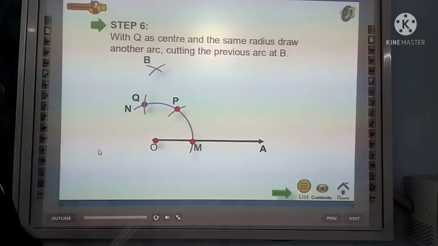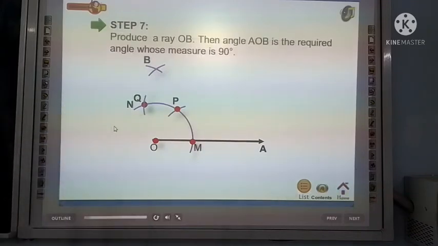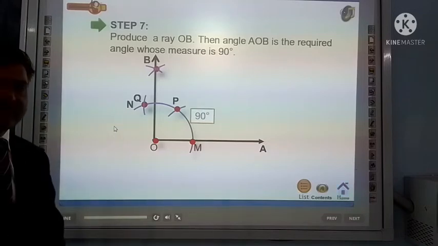Join B to O. Step 7. Produce a ray OB. Then, angle AOB is the required angle whose measure is 90 degrees. This is the 90 degree angle.